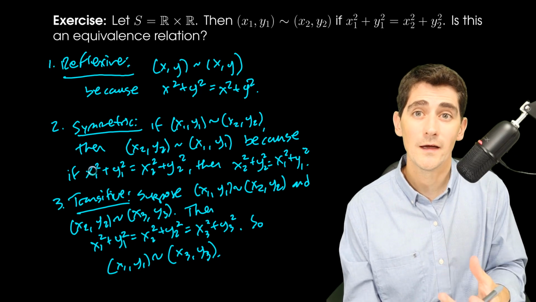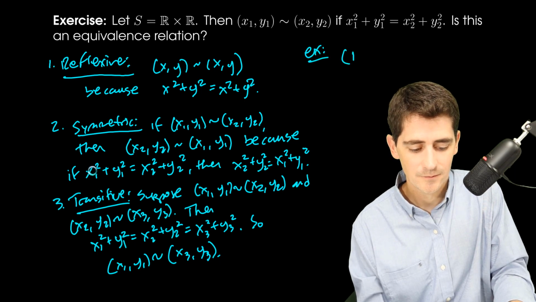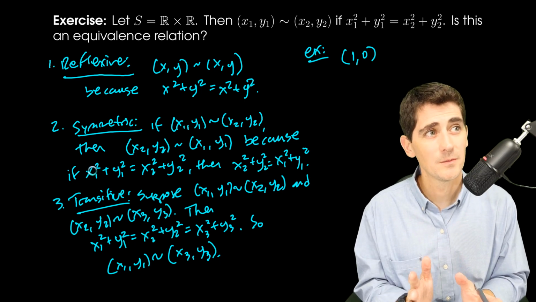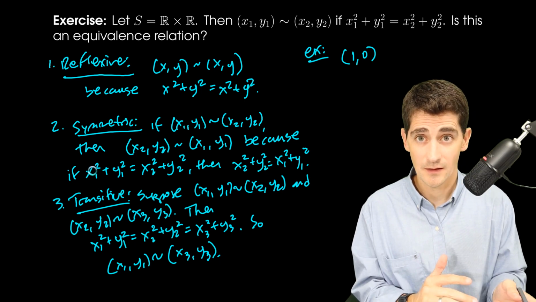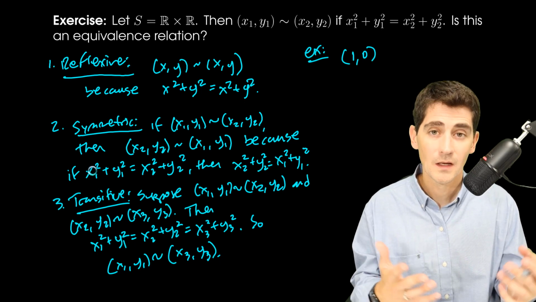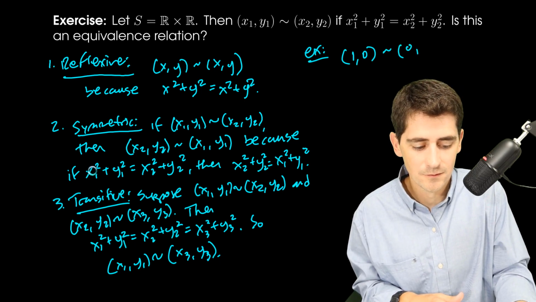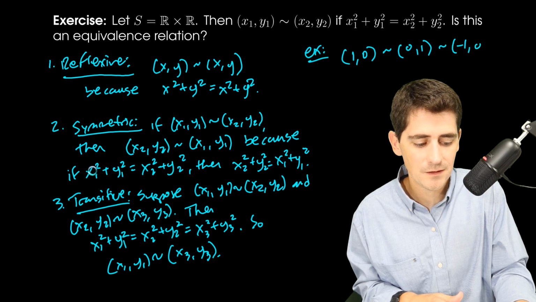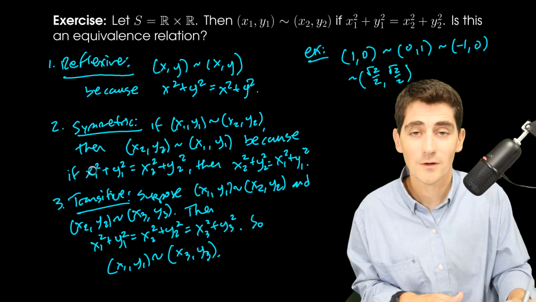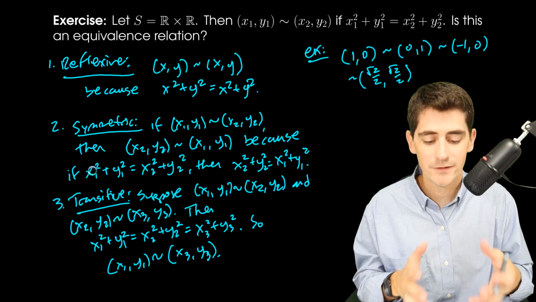So this is a new way to define equals, and we could come up with an example. Let's see what kind of things are equivalent to (1, 0). Well, 1 squared plus 0 squared is 1. So anything where the first coordinate squared plus the second coordinate squared gives 1 is equivalent to this point. So this is equivalent to (0, 1), for example, or (-1, 0), or (root 2 over 2, root 2 over 2) will work. And there are a lot of other things that (1, 0) is equivalent to in this context.